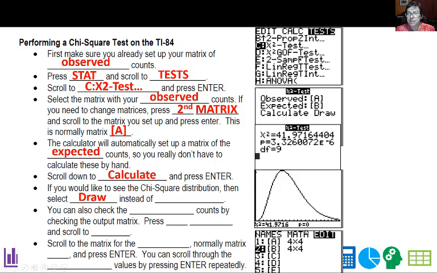If you would like to see the distribution, then you can select draw instead of calculate. And you can also check the expected counts by checking the output matrix. To check the output matrix, press 2nd, matrix and scroll to edit. Then you can scroll to the matrix for the output, normally matrix B, and press enter. And you scroll through the expected values by pressing enter repeatedly.